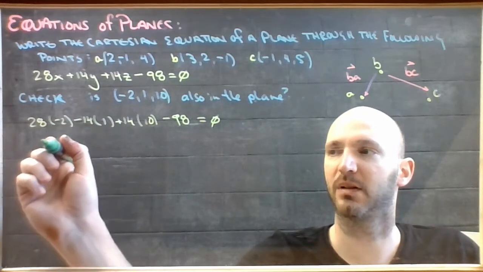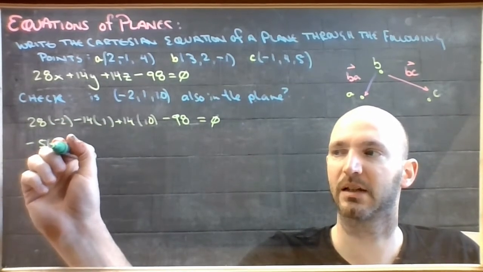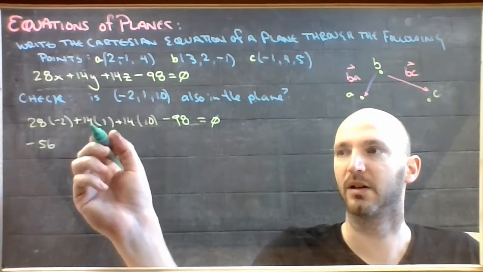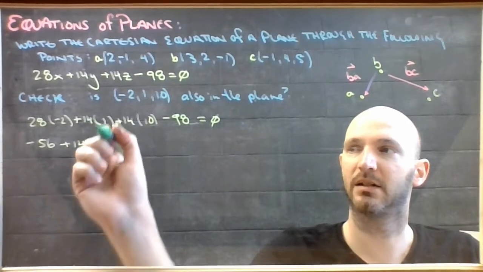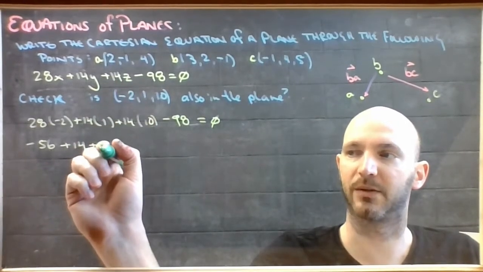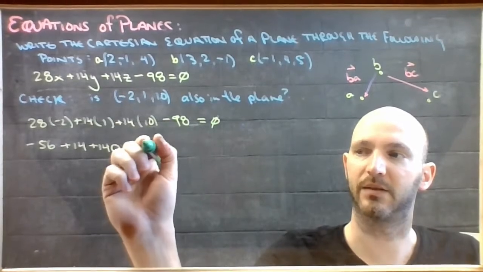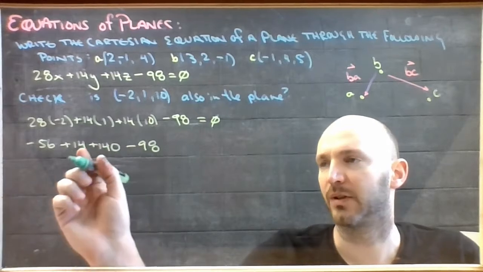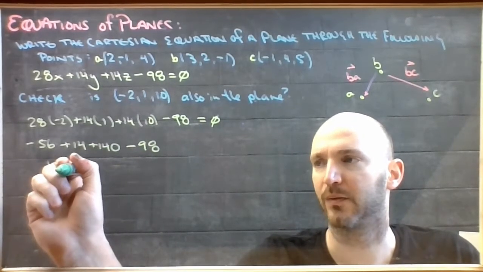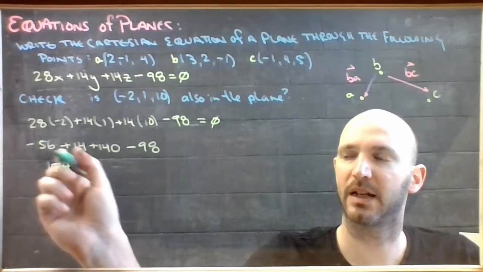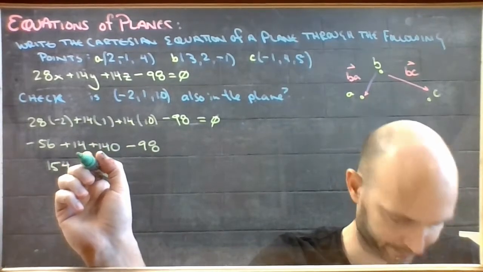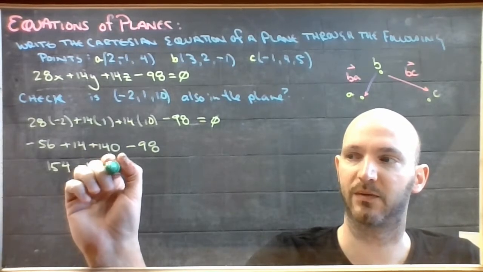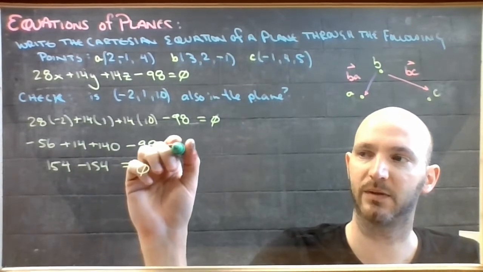28 times -2 would be -56. That's supposed to be a plus 14. 14 times 1 is 14. 14 times 10 is 140. Minus 98. So 14 and 140 would be 154. -98 subtract 56 would be -154, which does, in fact, equal 0.